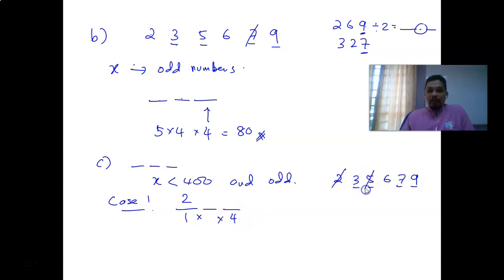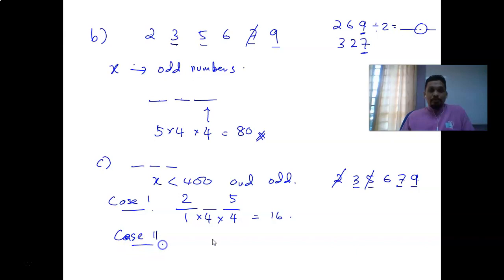If I choose 5 here, for example, how many numbers are left for the second place? 1, 2, 3, 4. Okay, so then 1 times 4 times 4 equals 16.